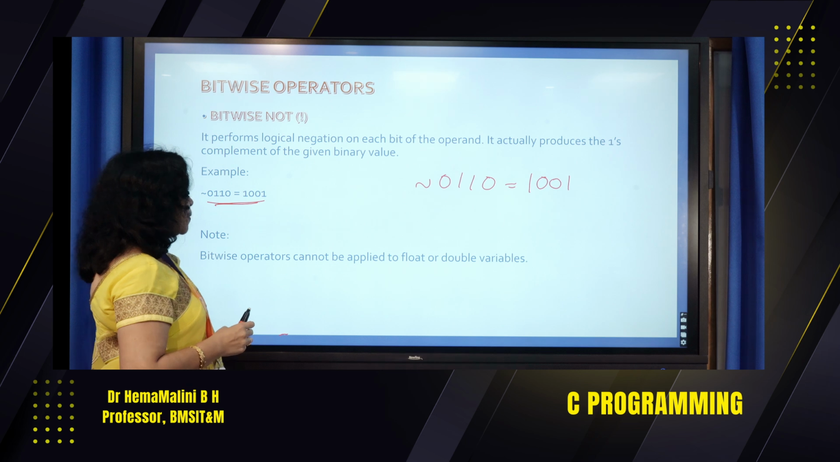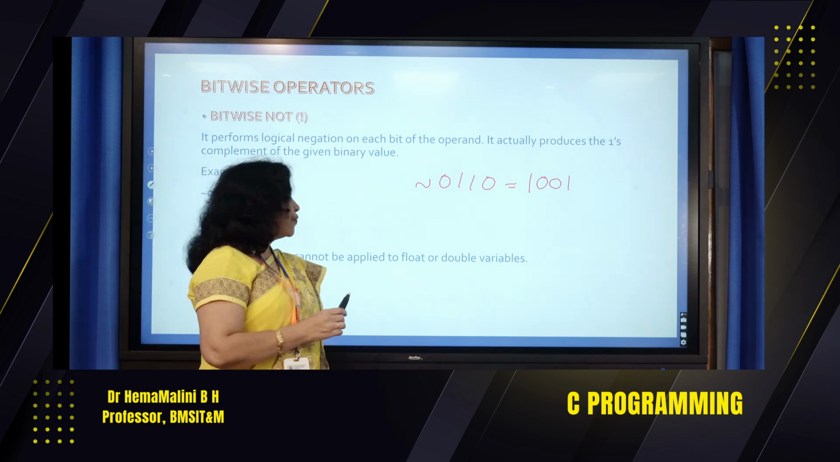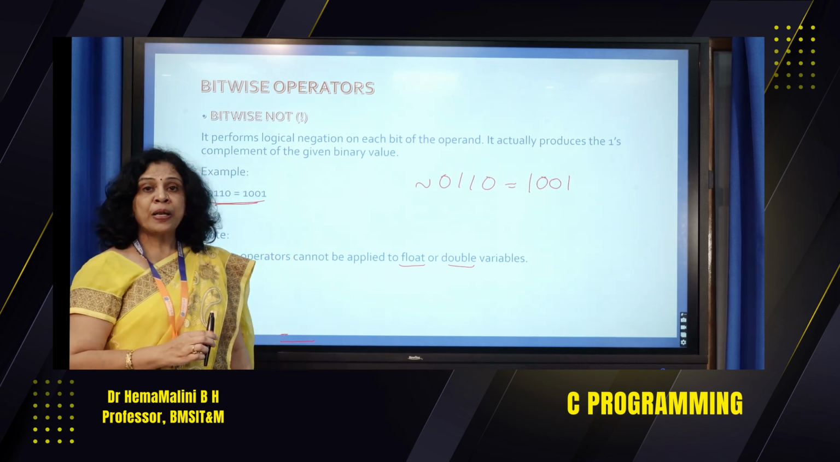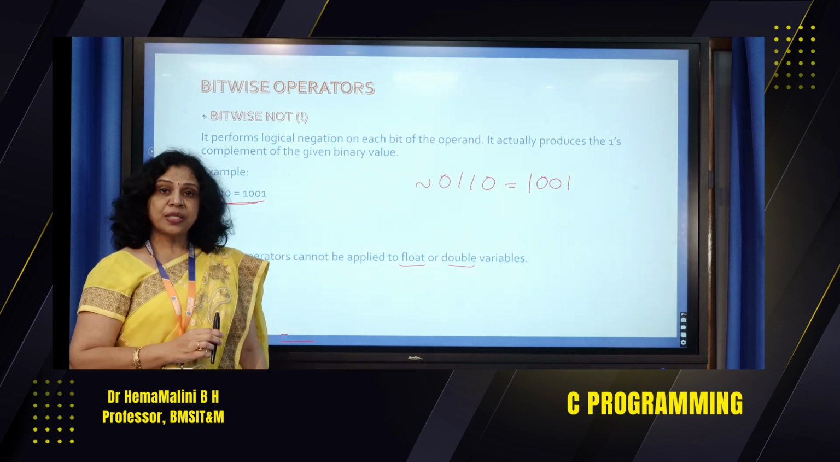So bitwise operations cannot be applied for float or double variables. This is one precaution which we have to take.